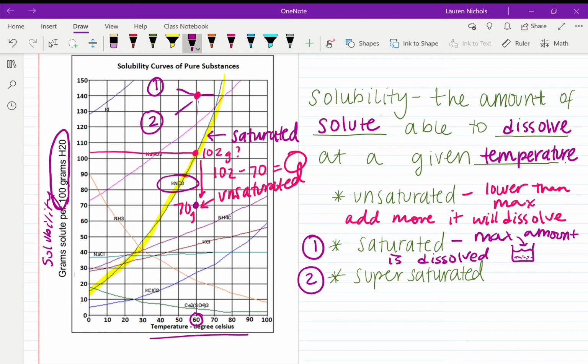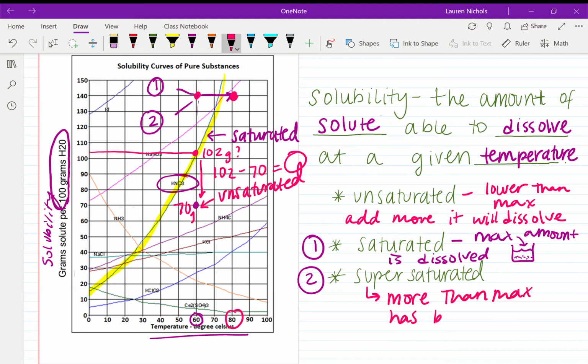However, if you were to heat your solution up just a little bit to where it was at 80 degrees Celsius, well, now this is below the curve and that would all dissolve. And so what happens is if you heat it to a high temperature and then slowly cool it back down, you're able to almost trick the solution into actually keeping that dissolved. So the definition of a supersaturated solution is when more than the maximum has been dissolved.